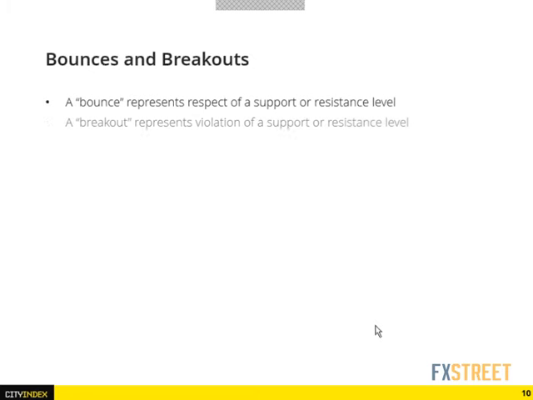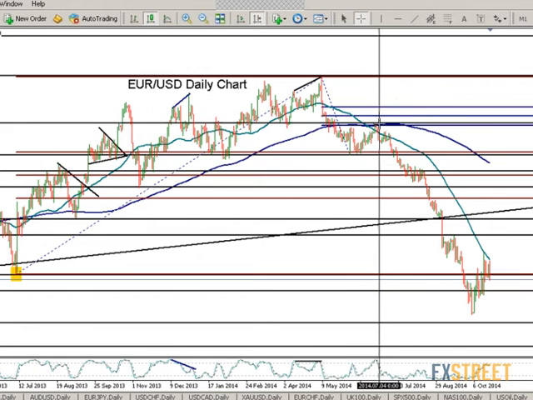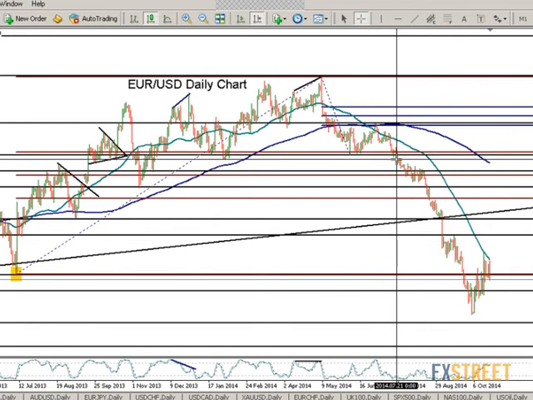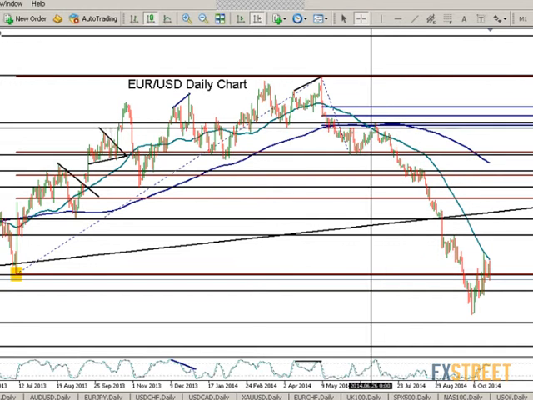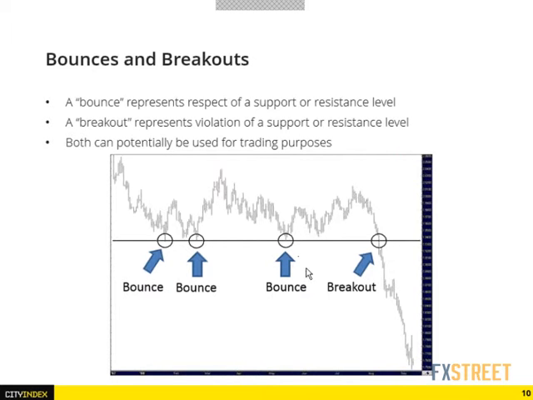Now, bounces and breakouts, I already went through this. I'm not necessarily looking for the bounces. Actually, if you take a look at the euro dollar chart, I'm looking for a bounce off of that resistance, but I'm also looking for breakouts. So it's the bounce down off the 137 and the breakdown below 135. I'm looking for both a bounce and a breakout.